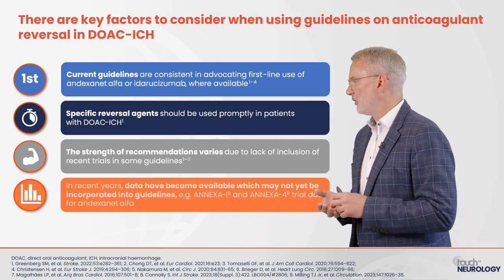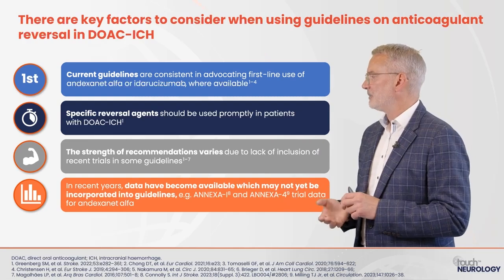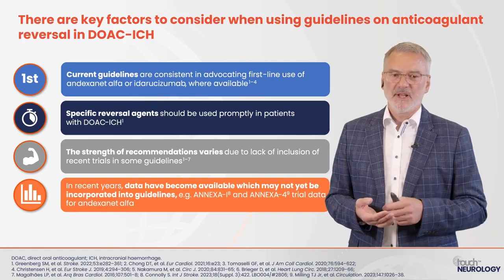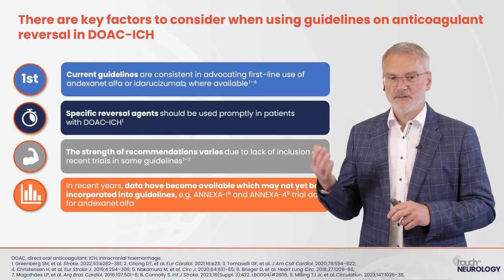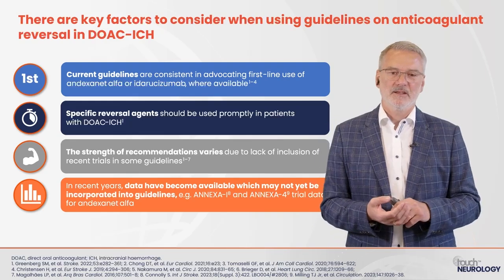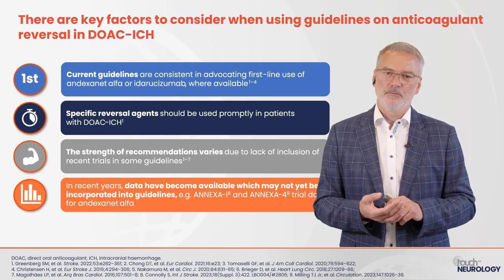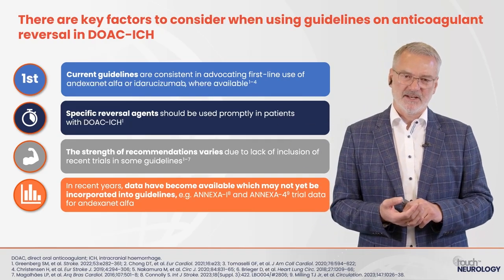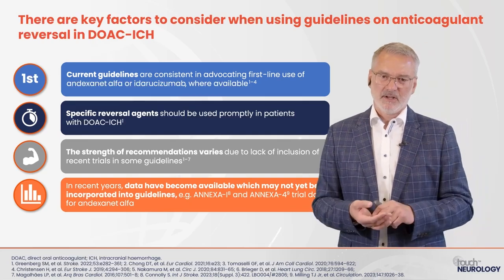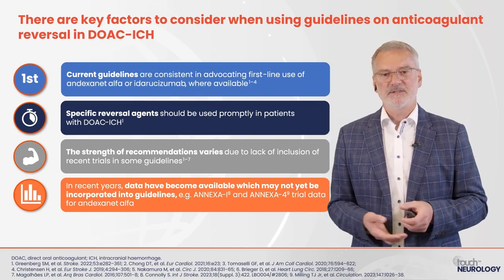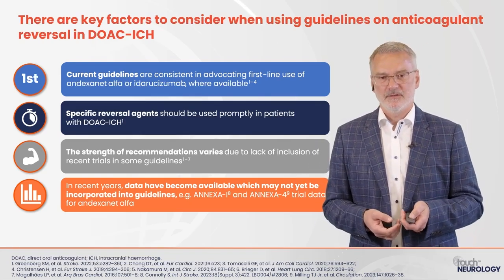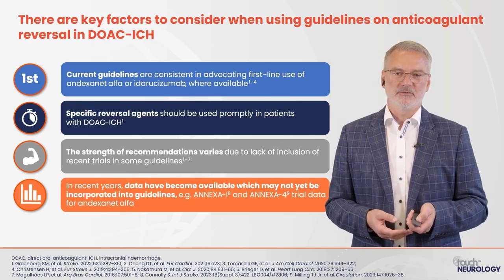And as I pointed out, there will be updated data, subgroup analysis from the ANNEXA-4 study, the original publication of ANNEXA-I, and later on, probably also subgroup analysis for the ANNEXA-I study, which will especially improve our evidence base for using andexanet alfa in factor Xa inhibitor-treated patients.